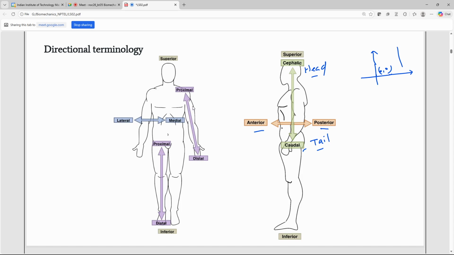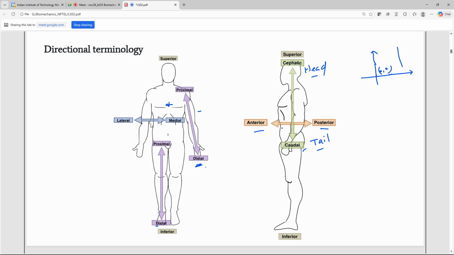Proximal is towards the center of the body. Suppose we are fixing some center of the body here. So anything towards the center of the body is called proximal. Anything going away from the center of the body is called distal. So if you are taking the hand, then our fingers or digits will be towards the distal point, whereas the shoulder and biceps will be at the proximal end. Similarly, in the leg, the foot will be in the distal position, and the thigh will be in the proximal position.